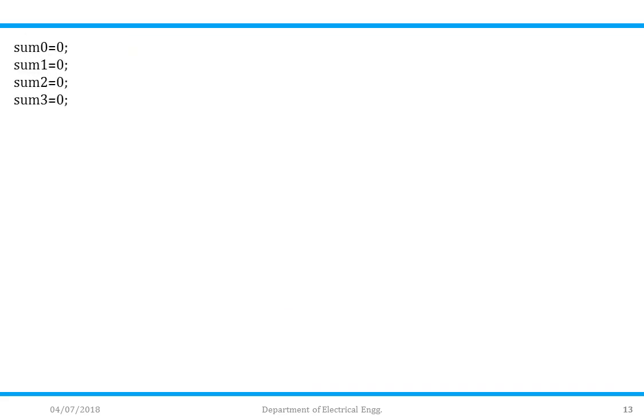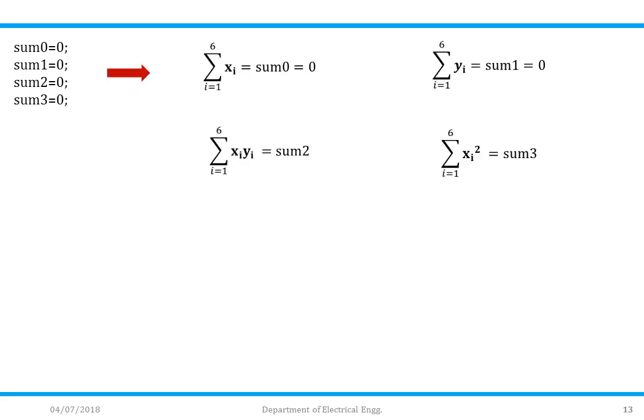Sum 0 equal to 0, sum 1 equal to 0, sum 2 equal to 0, sum 3 equal to 0. So initially summation xi is 0, summation yi is 0, summation xiyi is 0 and summation xi square is 0.